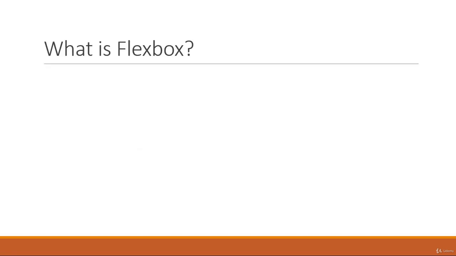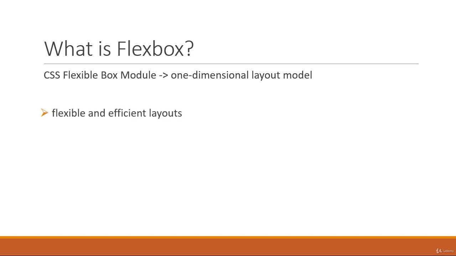So what is Flexbox? The CSS Flexible Box module, or simply known as Flexbox, is a one-dimensional layout model that makes it easy to design flexible and efficient layouts, distribute space among items, and control their alignment in a given container.